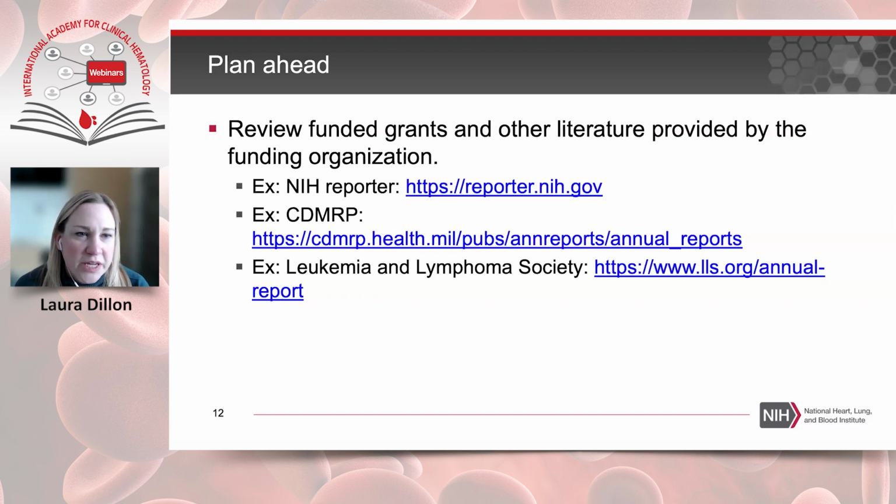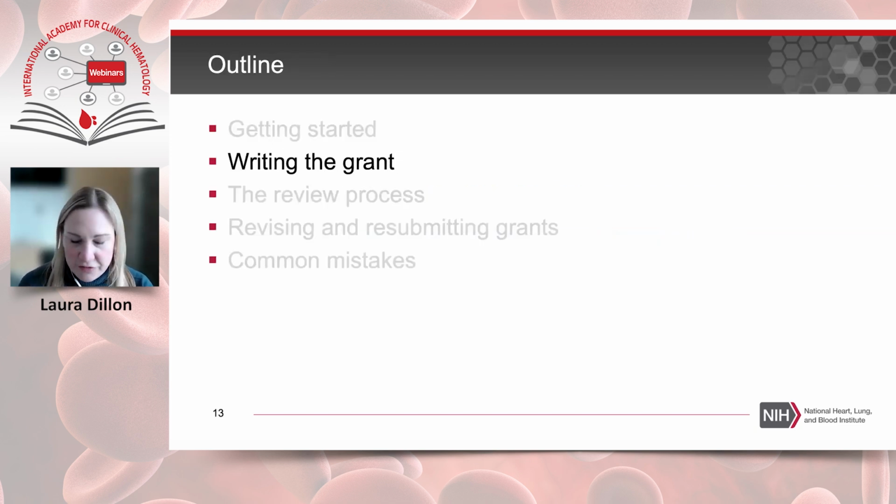I also highly recommend reviewing funded grants from those organizations, as well as other literature provided by the funding organization. Here, I'm listing a link to NIH Reporter, where you can click and explore individual grants that have been funded by NIH. But I also recommend looking at literature that's been released by the funding organization, such as annual reports, because this will really highlight the types of research that each one of these organizations has funded in the past, and will give you an idea of what their priorities are. You can compare them to what your priorities are to find the right fit and help you plan out your grant.